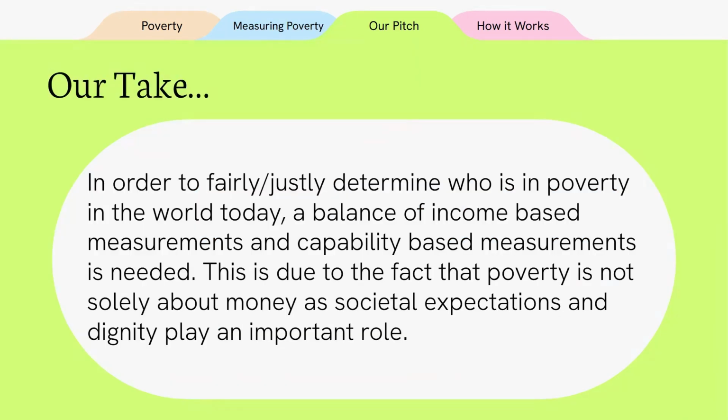Our take. In order to fairly and justly determine who is in poverty in the world today, a balance of income-based measurements and capability-based measurements is needed. This is due to the fact that poverty is not solely about money, as societal expectations and dignity play an important role.